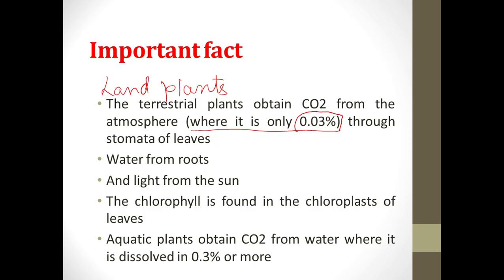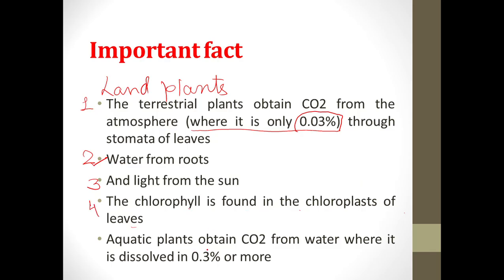Now from where is it entering into the leaf? Through the stomata of the leaf. Water is coming from the root. So the first thing is CO2, the second is water that is coming from the roots, and the third part is light. Light we are getting from the sun. The fourth is chlorophyll. It is present in the chloroplast of the leaf.